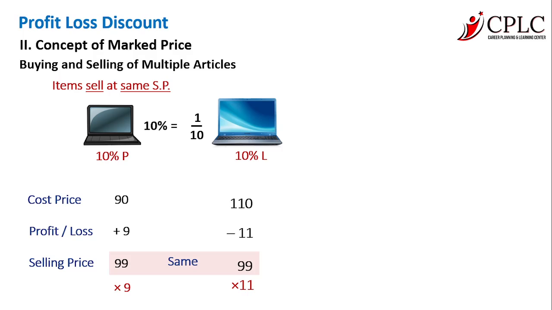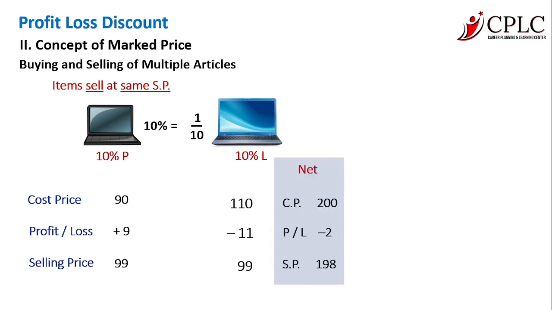So when we do the total cost price of both the laptops, it turns out to be 200 and the total selling price turns out to be 198. Now when you calculate the loss percentage, because there is a loss of 2 rupees, loss is loss upon CP into 100, which is 2 upon 200 into 100. It turns out to be a 1% loss in this particular transaction, as you can see.